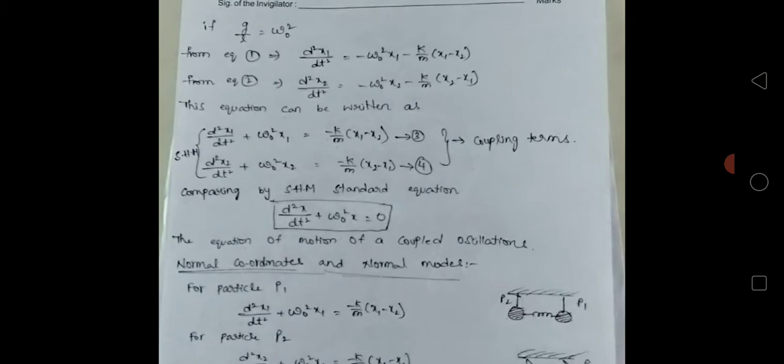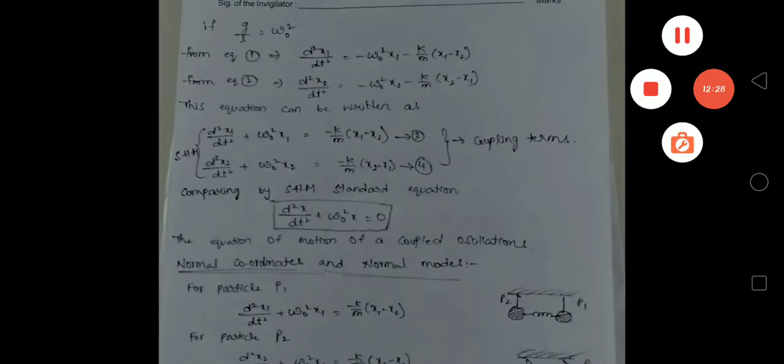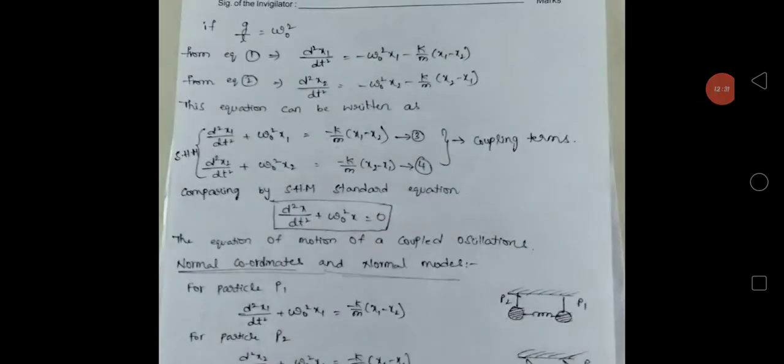The left hand side of the equations describes simple harmonic motion, and the right hand side terms are the coupling terms. Next, we compare with simple harmonic motion, SHM. The standard equation we can write is d²x/dt² plus omega naught square x equals 0. This is known as the equation of motion.